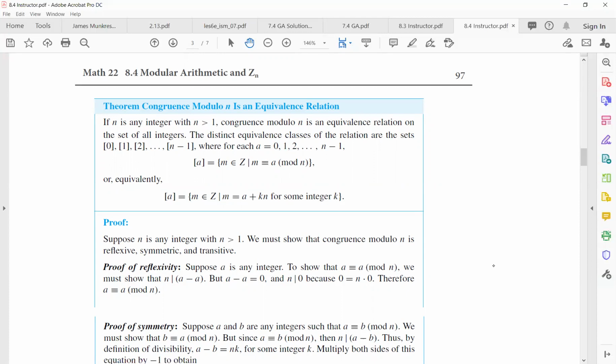As usual, the equivalence class of a is the set of all elements m in Z such that n divides the difference between m and a. In other words, you can write the equivalence class of a as the set of all integers m such that m is equal to a plus kn for some integer k.